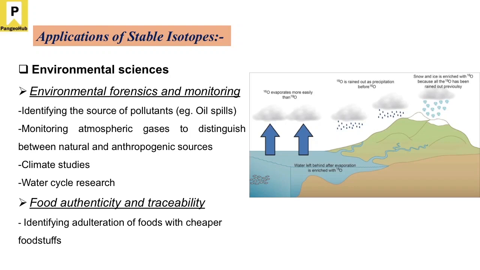Then there is water cycle research, what we just talked about. Then there is food authenticity and traceability, identifying adulteration in foods with cheaper foodstuffs. So these can be addressed using stable isotopes. So as you can see, stable isotopes have a wide range of use, even in our daily life as well.